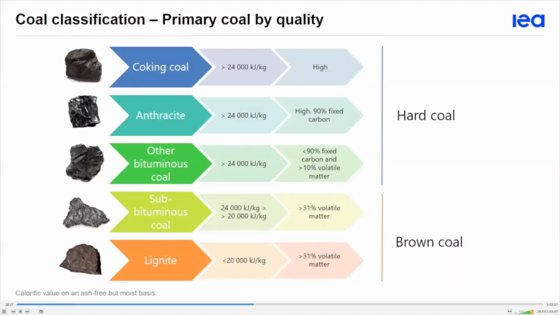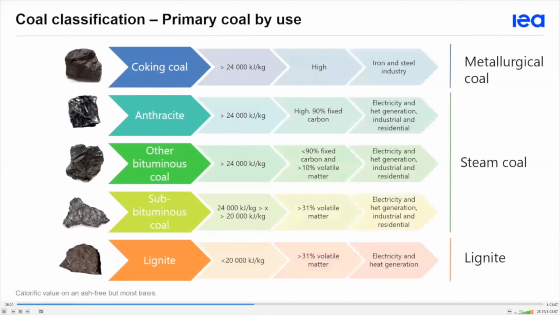within their physical constituents. Another way to distinguish is to see through their usage. For example, coking coal is sometimes referred to as metallurgical coal because it's used mostly in iron and steel industries, and anthracite and bituminous coal will be used mostly in electricity and heat generation or smaller residential activities, and will be referred to as steam coal because of its use in generators. Lignite is still usually excluded from this kind of classification.